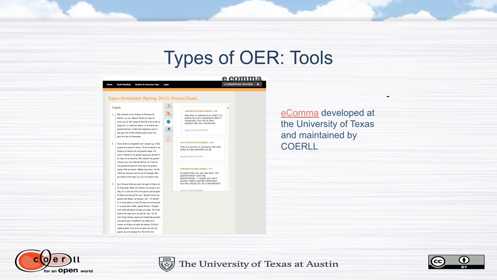It's not just what we think of as a language lesson, but it can actually be a tool. We've created at UT something called eComma, which is a tool for annotation. You can take a text, boom, here's a text, a French Creole text, and then people are starting to annotate it. It can be used in different languages, and so this is a tool. It's open. People can adopt it. They can play with it. They can recode it if they want to.